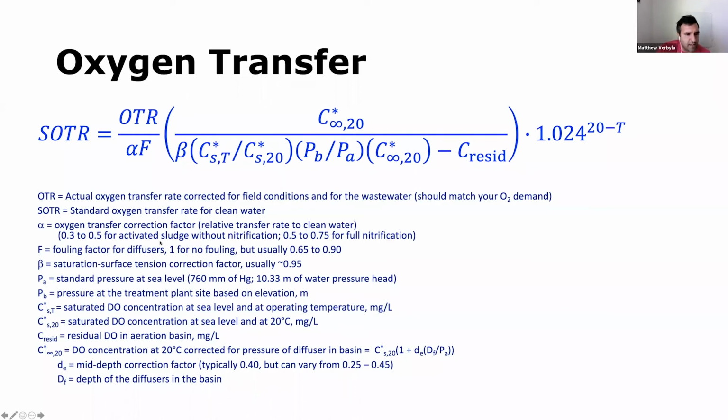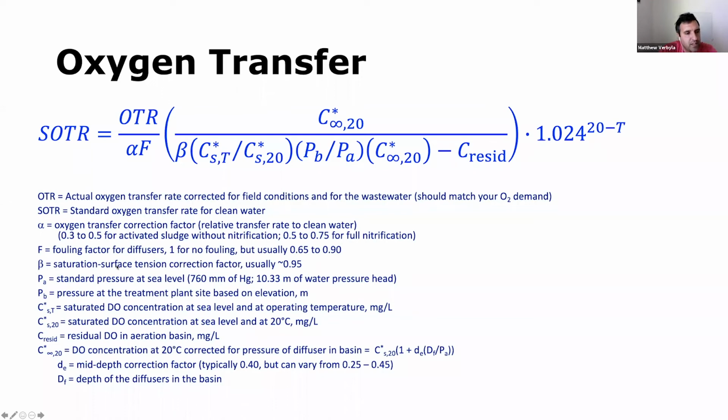And so if we have an activated sludge system without nitrification, we would use a value somewhere between 0.3 and 0.5. If we have a system where we're trying to achieve nitrification as well, that value would be somewhere between 0.5 and 0.75. F is the fouling factor for diffusers. We have 1 for no fouling, but we usually assume that there's some fouling over time. So we would use a value between 0.65 to 0.90.